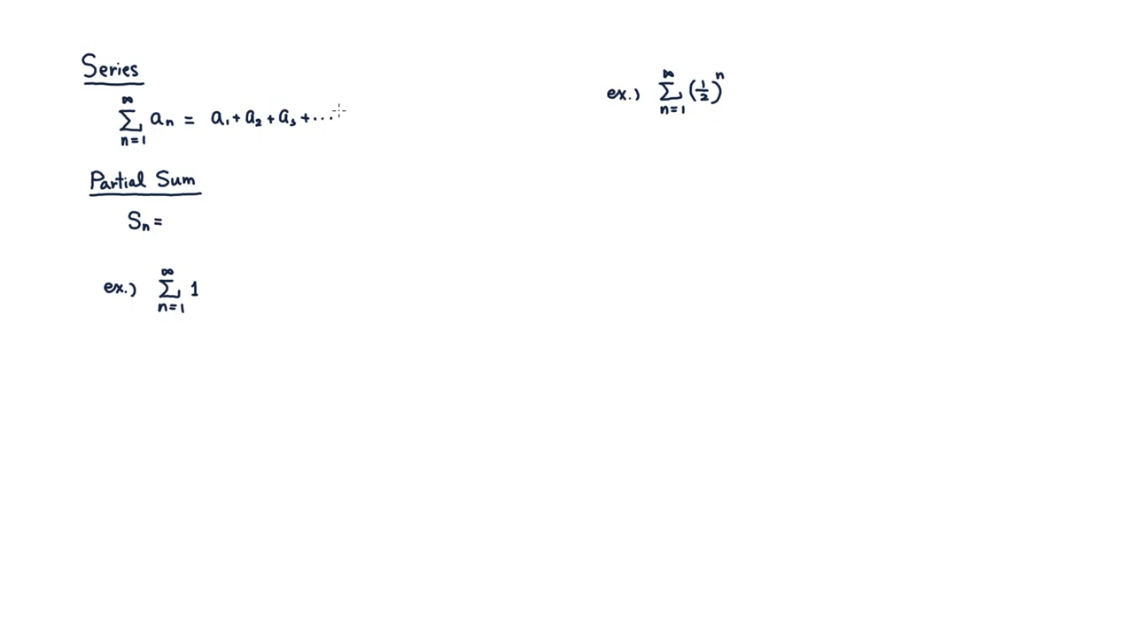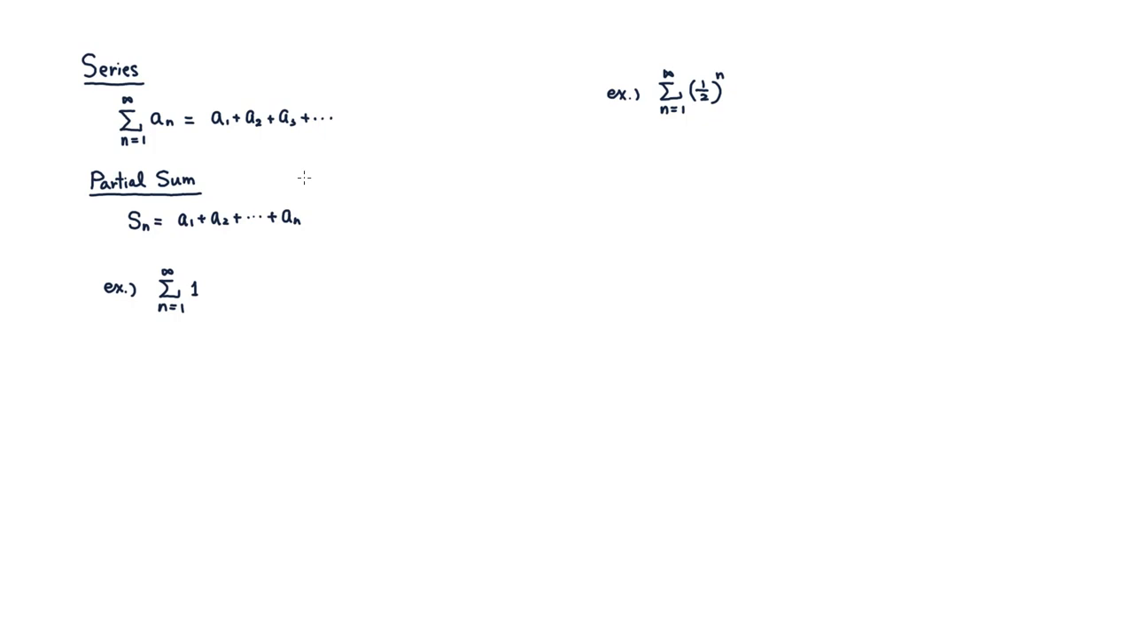The way we look at it is using something called the partial sum. The partial sum is simply the first n terms added together, so the sum of the first n terms. So Sn is going to be a1 plus a2 plus, and then you don't go forever. We actually stop at an.